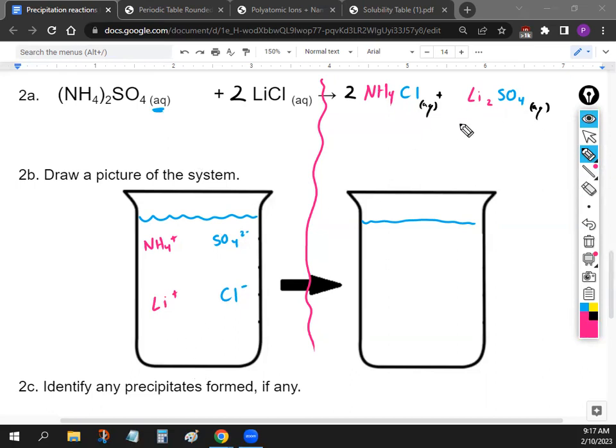Okay, now if you look on this side, do we have any solids that form? No, it's still both aqueous, so they're just floating around still. So you can do the same thing, just split them up. And then they're just floating around in your solution. And that's it. So in this situation, we don't have any solids forming. So for precipitates, there are no precipitates.